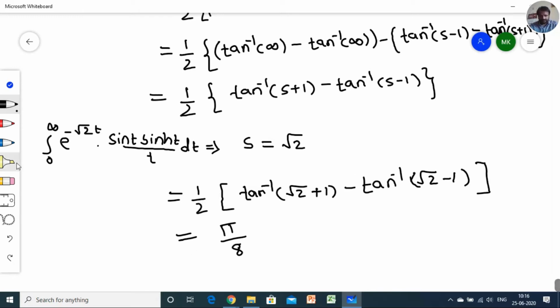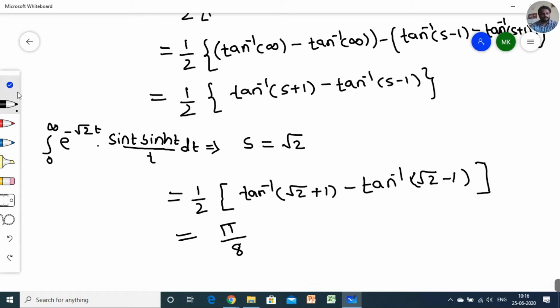Is anyone using a calculator right now, or having a calculator with you? You can just put in the values. Did you get the value of pi by 8?